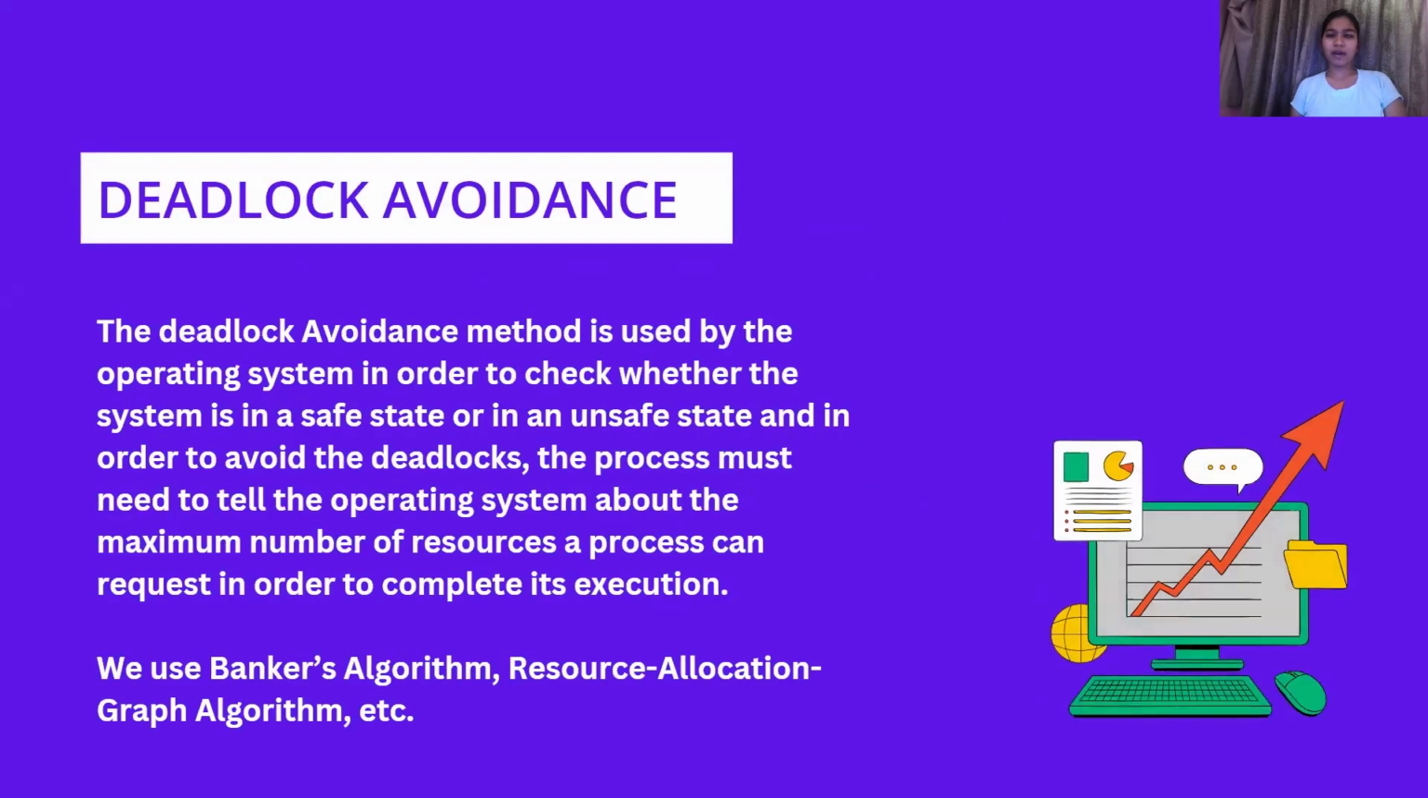Second, we will discuss deadlock avoidance. The deadlock avoidance method is used by the operating system in order to check whether the system is in a safe state or in an unsafe state. And in order to avoid deadlocks, the process must tell the operating system the maximum number of resources a process can request in order to complete its execution. We use Banker's algorithm and the resource allocation graph algorithm to avoid deadlock.